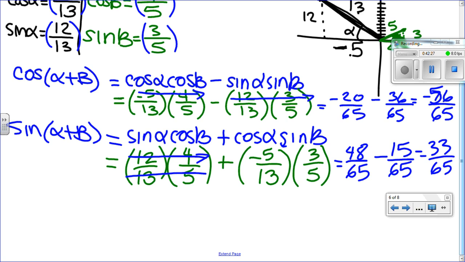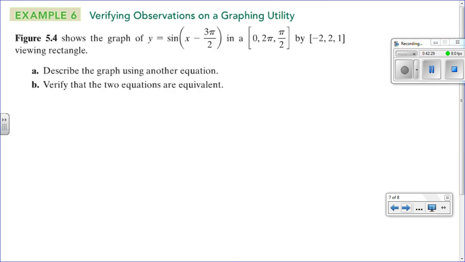Okay, so we're almost done. Now for this one, we were supposed to have the graph, but it's okay, we don't need it. We're just going to do that algebraically. So the purpose is to describe this function using another equation. So we're going to refer to, I believe it's formula 4, the sine of the difference of 2 angles.